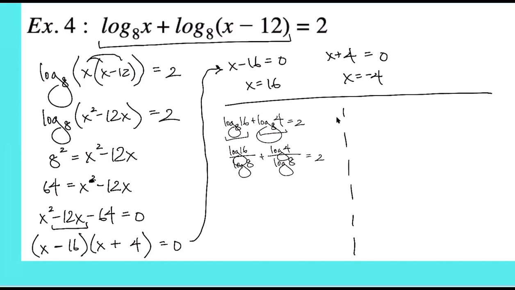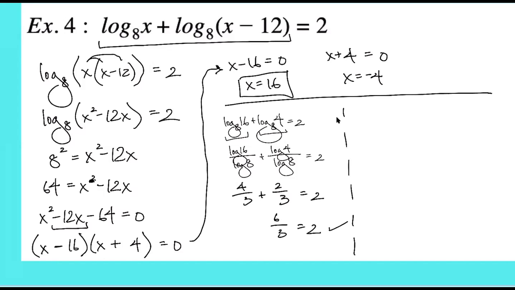And I believe this should work out, right? Let's see what we get. Log 16 divided by log 8 is 4/3, plus log 4 divided by log 8 is 2/3. And so that's going to give me 6/3 or 2. Okay? So when I check my answer for 16, that works out. So I can go ahead and box 16 because I know that's an answer.